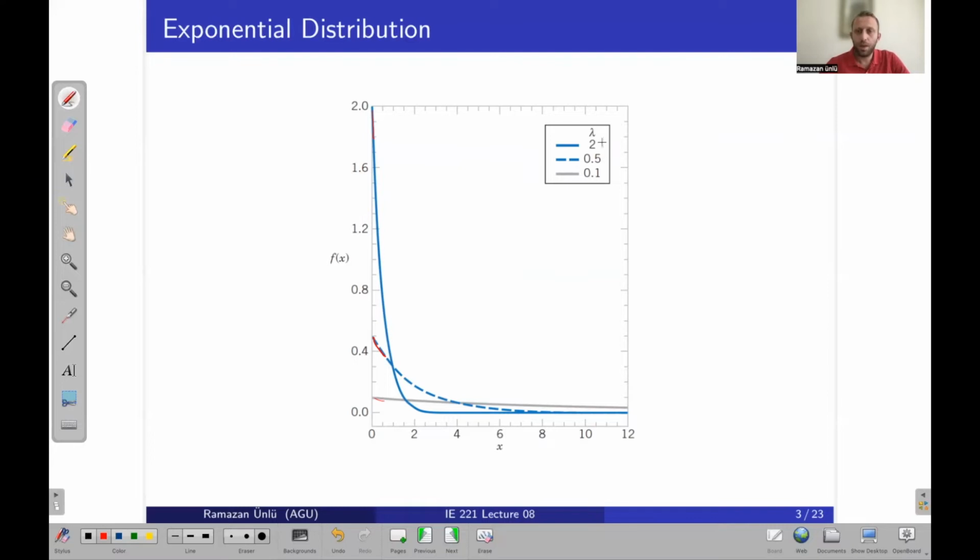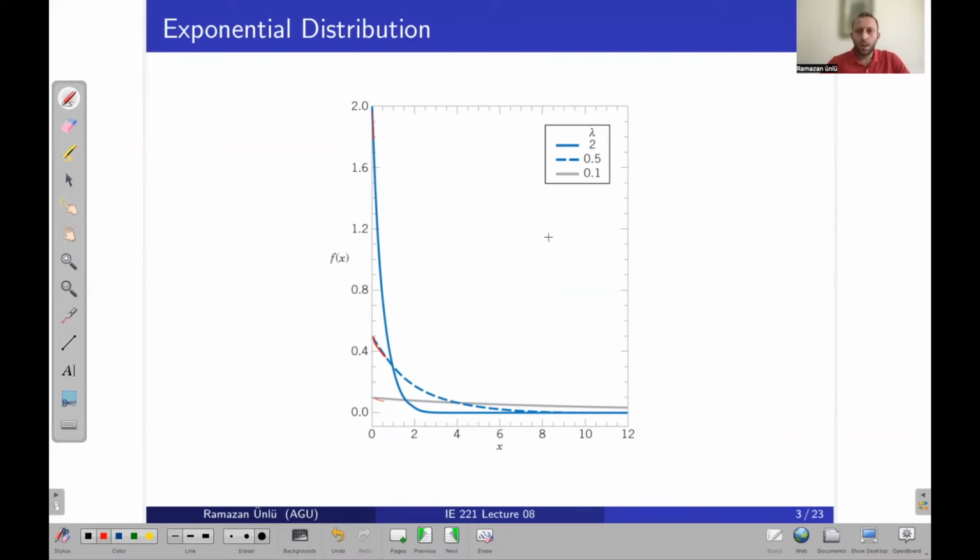If you increase lambda, it will start from a relatively high density, but it will decrease sharply. But if you reduce the lambda value, the graph will be smoother. It will still decrease, but at a slower pace.